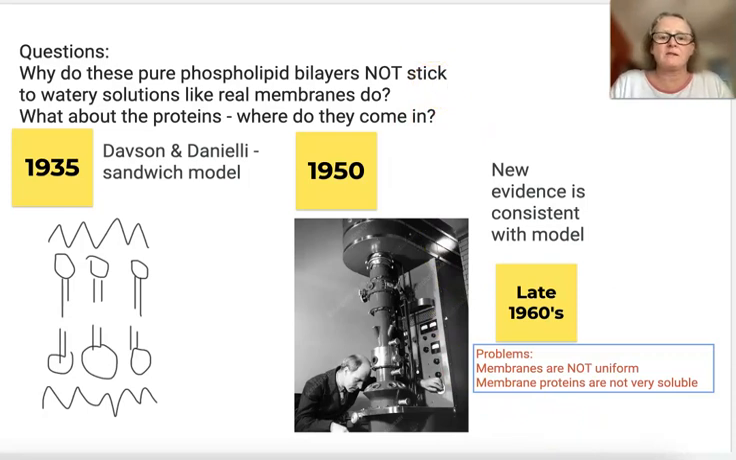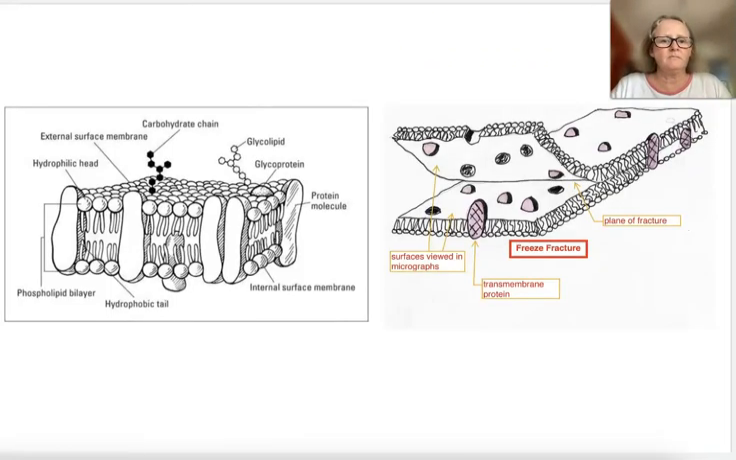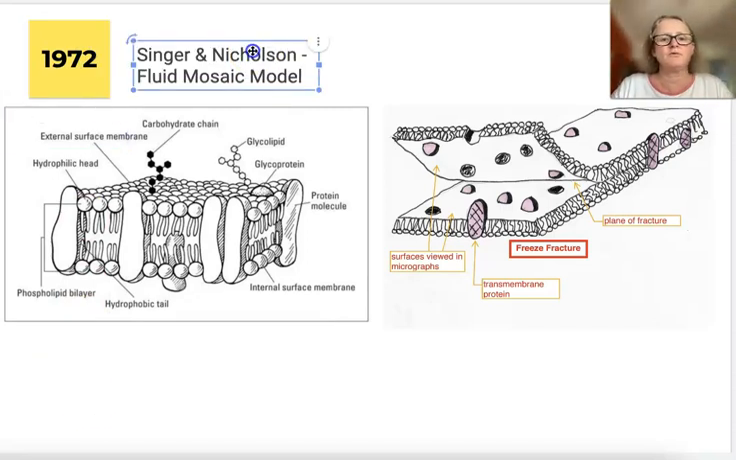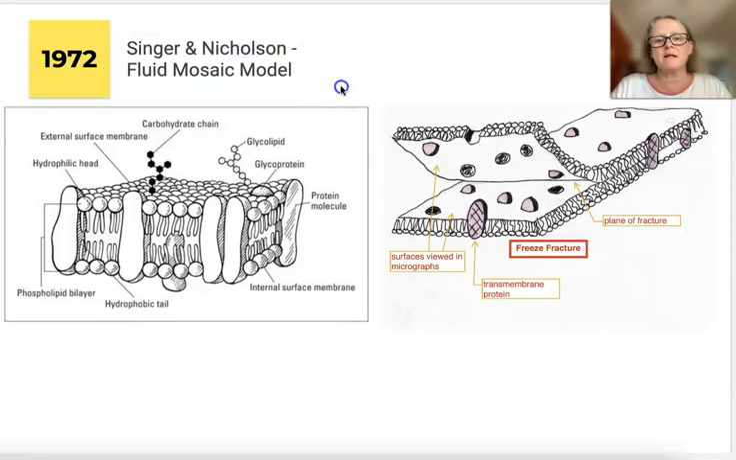Let's have a look at what happened next with the development of this model. So we move now to 1972. So not very long after these questions in the late 1960s were being posed, we have two collaborators, Singer and Nicolson, and they propose a fluid mosaic model. So this time they take the proteins and they embed them across the lipid bilayer and within the lipid bilayer. So you can see them in this image here.